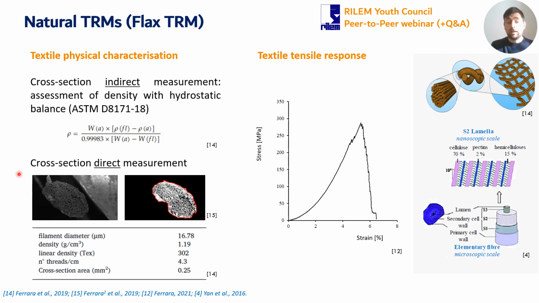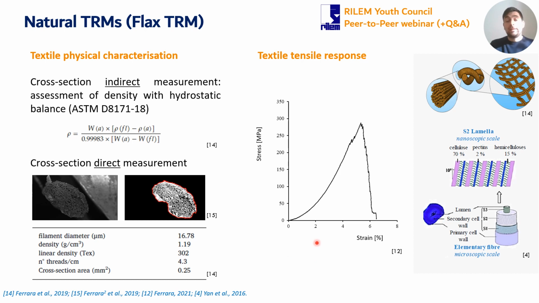The other one is a direct measurement that can rely, for instance in this case, on SEM microscope images and post-processing of the data. That can give us, once again, an assessment of the cross-section.